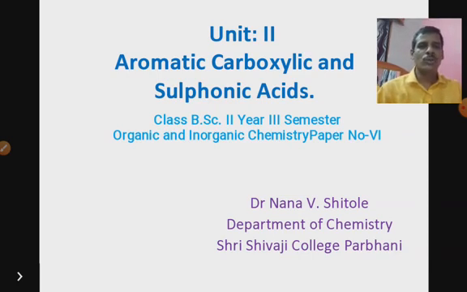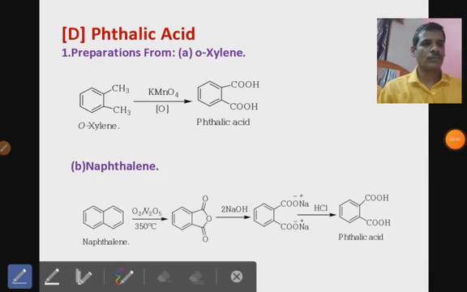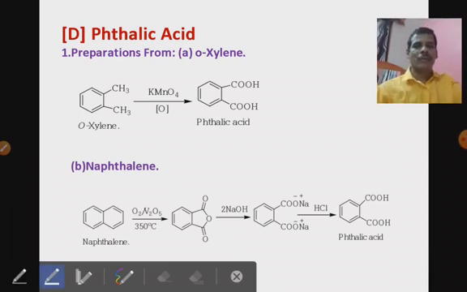Two carboxylic acids are still remaining. In today's video we are going to discuss these remaining two carboxylic acids and their chemical properties. See, this is the fourth carboxylic acid, the phthalic acid. We know that phthalic acid is a dicarboxylic acid, containing 2 COOH as a functional group.